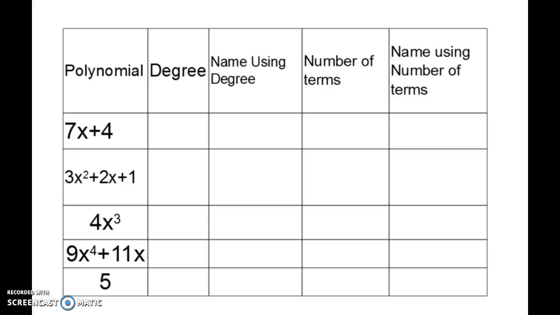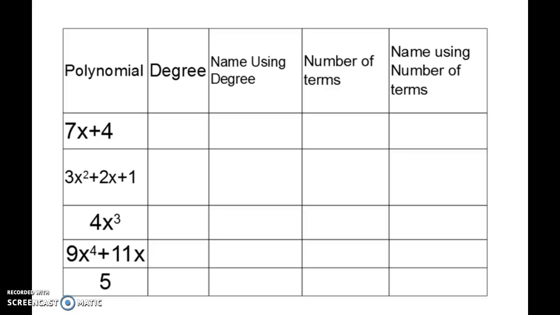Okay, pause it if you still need to do that. Okay, but then you can flip your sheet over. There should be a table there. Okay, we have polynomial. We're going to talk about what the degree is, what the name of that degree is, the number of terms it has, and the name dealing with that term.